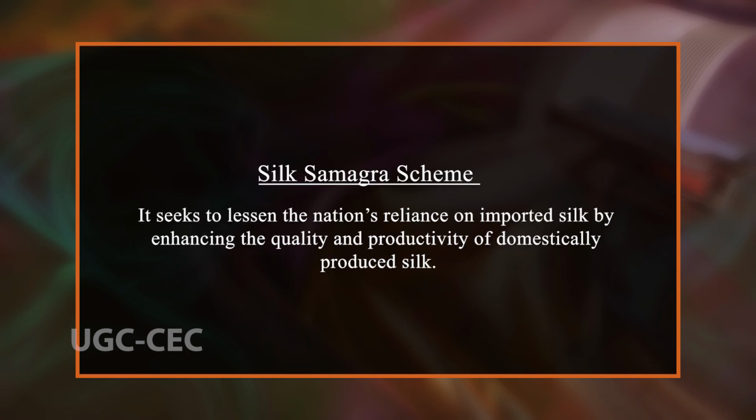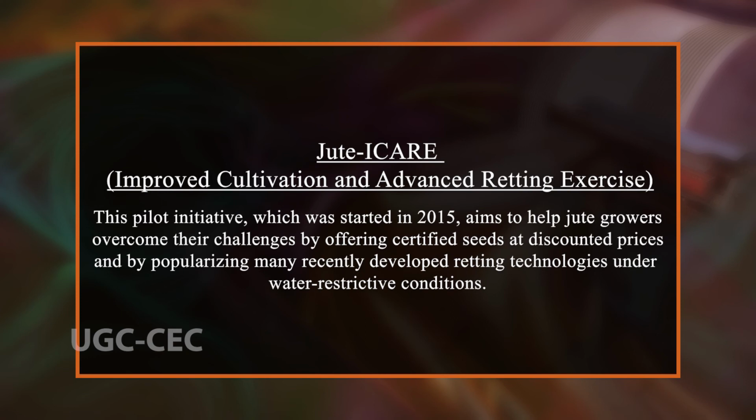Next is the Silk Samagra Scheme, which seeks to lessen the nation's reliance on imported silk by enhancing the quality and productivity of domestically produced silk. Next is Jute ICARE, or Improved Cultivation and Advanced Retting Exercise. This pilot initiative, which was started in 2015, aims to help jute growers overcome their challenges by offering certified seeds at discounted prices and by popularizing many recently developed retting technologies under water restrictive conditions.